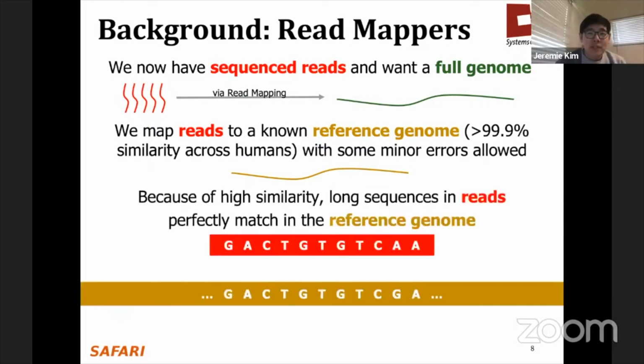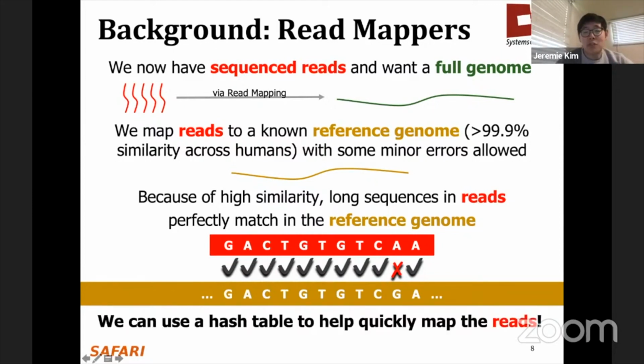So because the reference genome exhibits high similarity, long sequences in reads match to the reference genome perfectly. So here we have 9 sequential nucleotides in this read, this red strand read here of size 11, that match perfectly to the reference genome. So we can use hash tables to quickly help map the reads. And I'll talk about how we do that next.